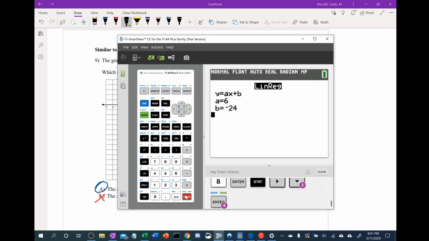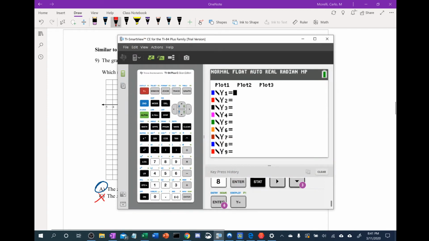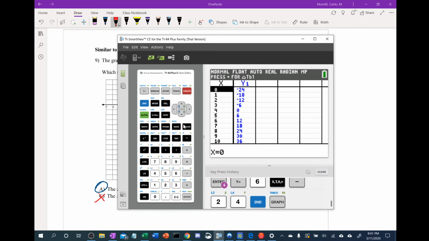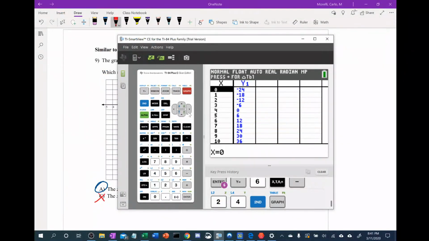So y equals ax plus b, y equals 6x minus 24. So my equation is y equals 6x minus 24. I can stick that into y equals and get all my information. So 6x minus 24. If I then look at the second graph, I can find that the y-intercept, where x is 0, y is negative 24, and I can find the x-intercept is when x is 4, y is 0. So there's my two pieces of information, and that's how I would do it.